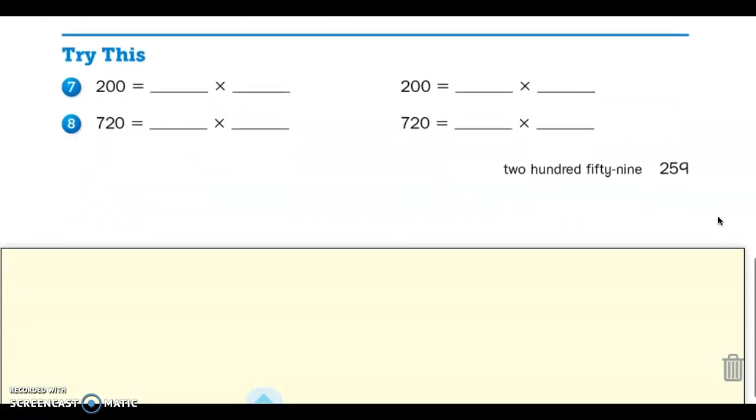Okay. And last but not least, it says try this. Ooh, look at those big numbers. They look big, don't they? 200, 720. Well, I'm going to give you a hint. First of all, I see this is an even number, and this is an even number. There are many, many ways to find factors, more than two different factor pairs to get both of these. But that's a hint if you need one.